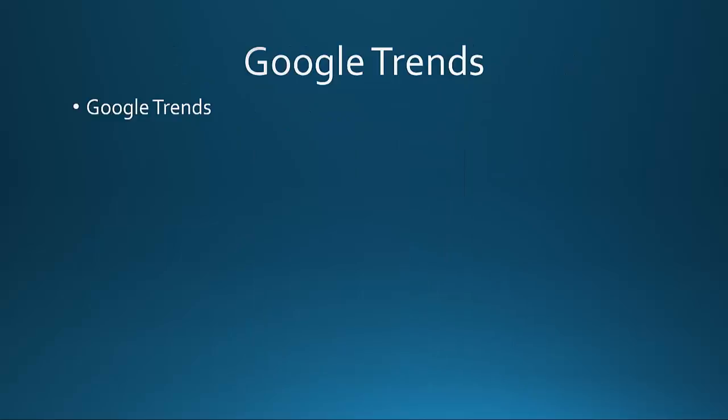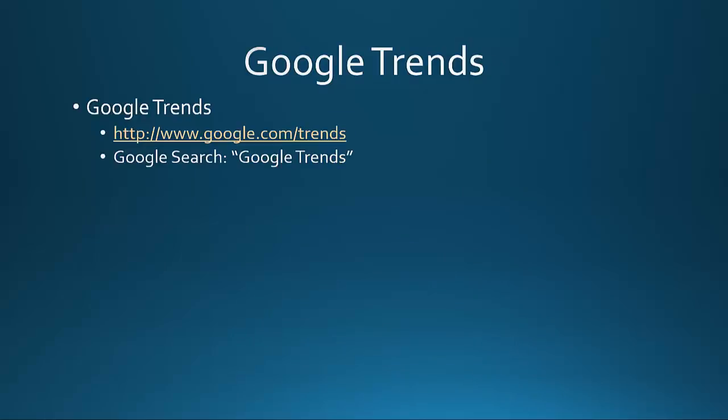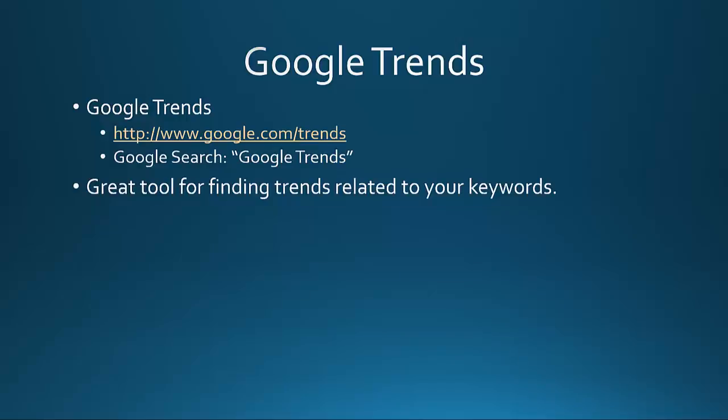Google Trends is another way that you could do keyword research. Right now it's google.com/trends. You could also go out and search for the phrase Google Trends. It's a great tool for finding trends related to your keywords, like how are they trending? Are more people searching for weight loss supplements this time of year, or what is the optimal time when people are really interested in this keyword? Or is there an upward trend for a certain keyword?